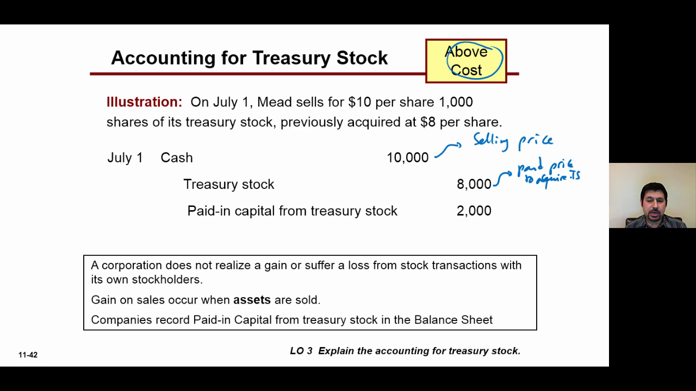Now the company will not recognize a gain or a loss from selling treasury stock, because this is a transaction between the company and its own shareholders. Plus, a gain or a loss usually is the result of the sale of an asset. Here, treasury stock is not an asset. So the company will not recognize a gain or a loss, and companies will record the paid-in capital from treasury stock under the stockholders' equity section of the balance sheet.